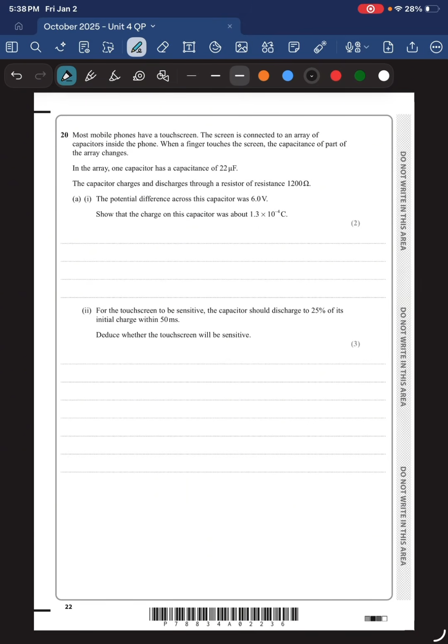Question A, part 1. The potential difference across the capacitor was 6 volts. Show that the charge on this capacitor was about 1.3 times 10 to the negative 4 coulombs. So Q is C times V. And if we plug in numbers, we find 1.32 times 10 to the negative 4 coulombs, which is about 1.3 times 10 to the negative 4 coulombs.